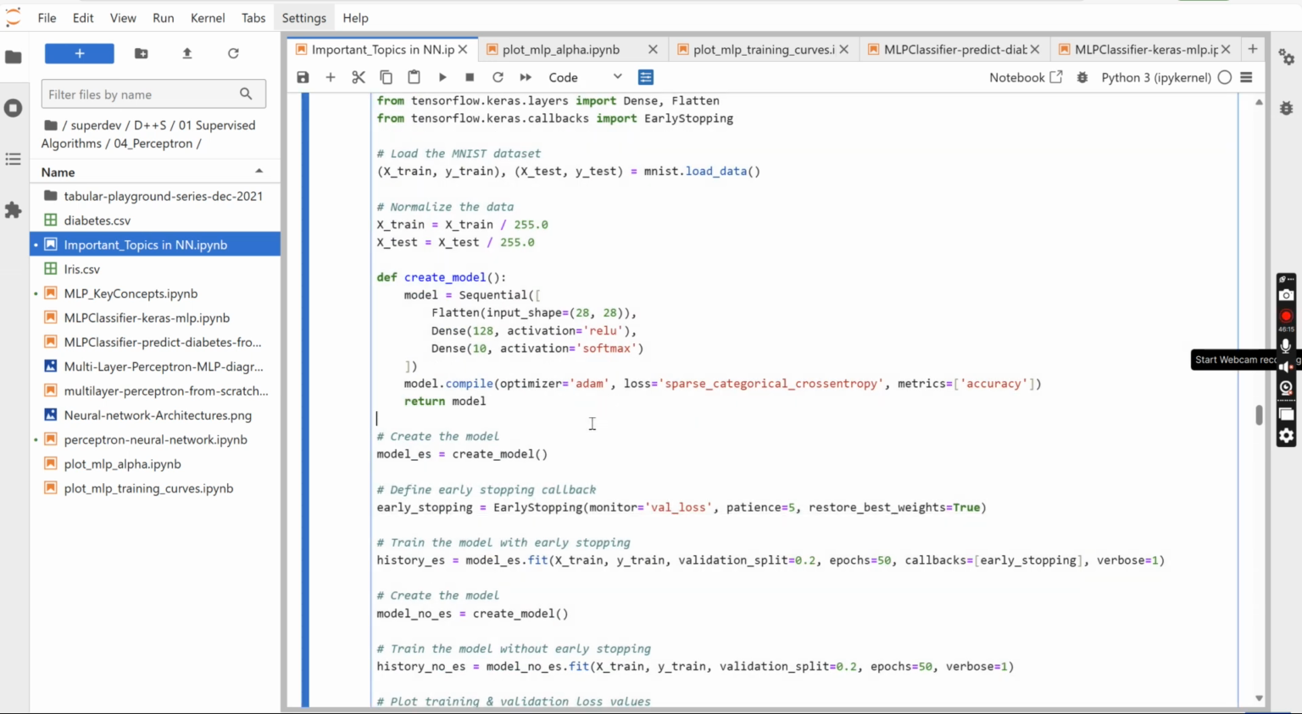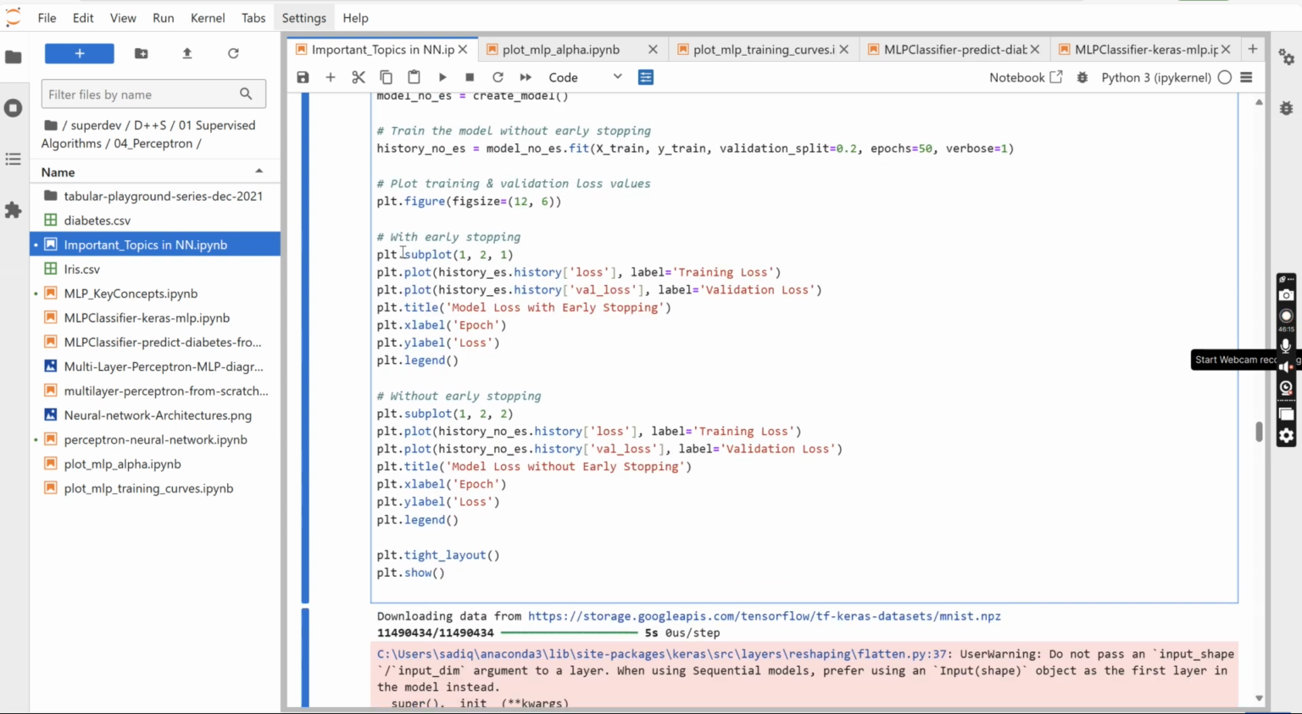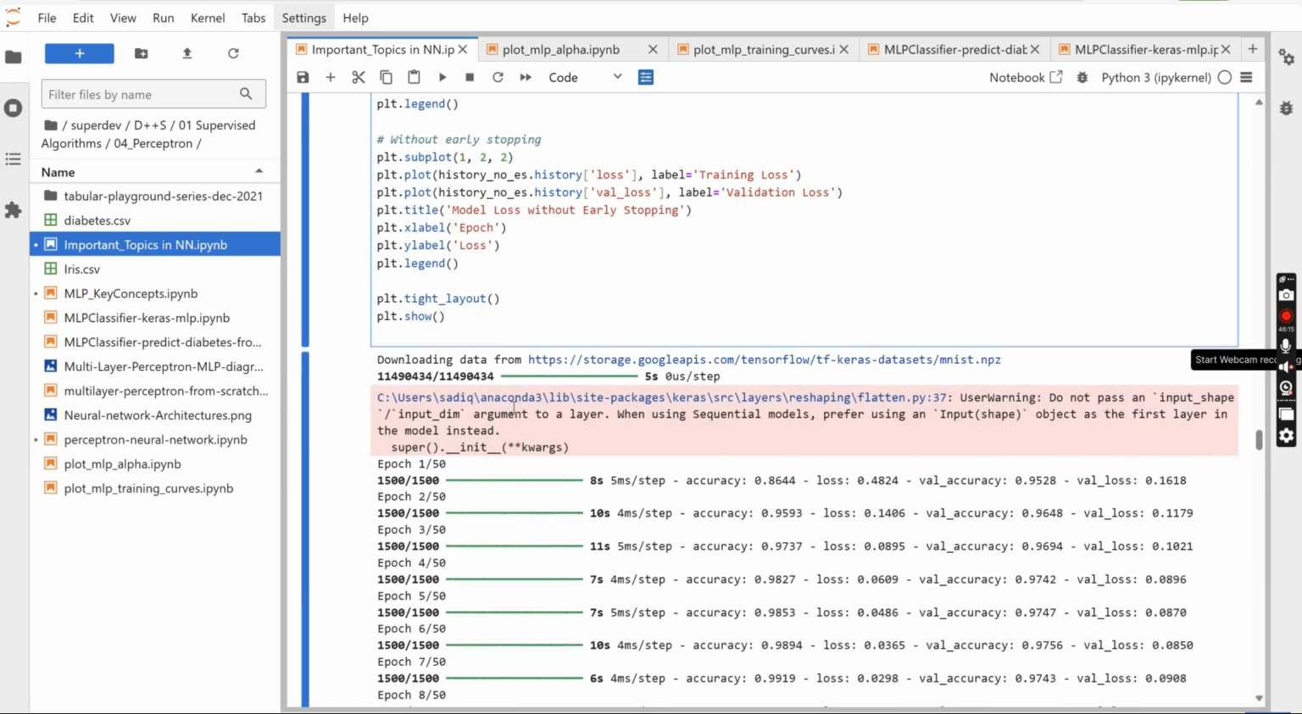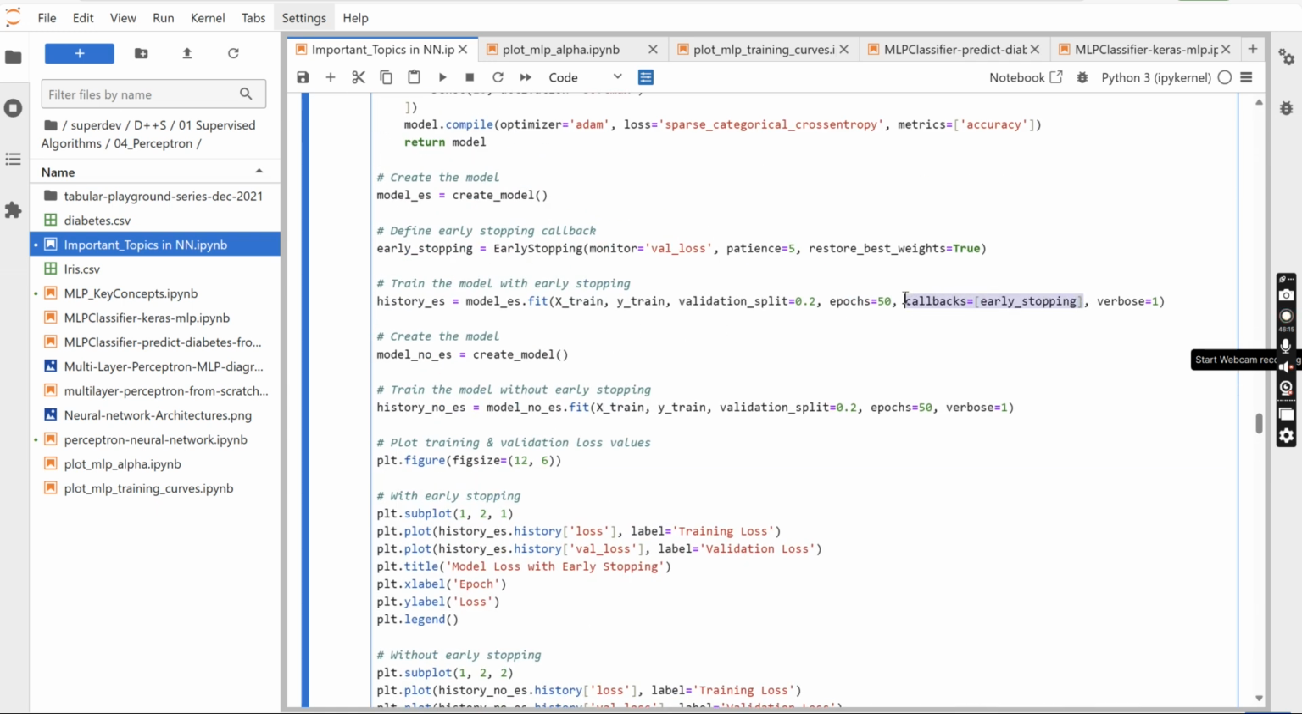And how do you incorporate early stopping? You incorporate that by specifying the early stopping here in the callbacks. When you are calling the fit function, you are providing the x train, y train. You are also specifying how much data should be for validation, and how many runs there should be, 50 runs. And you have to specify the callbacks. In the callbacks you have to specify early stopping.